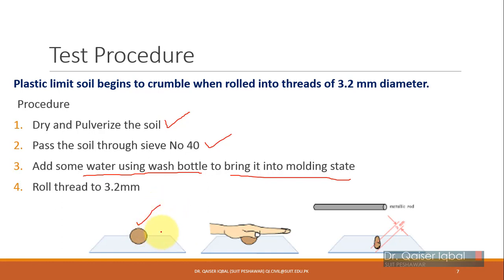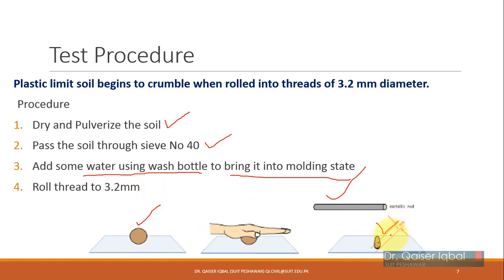The ball should be of a size which can fit into your palm easily, so it should not be a very big or small ball. When you perform the experiment in the laboratory, we will discuss in detail how much the size of the ball should be. So start rolling this ball with your hand on the glass plate into a thread. You will have a metallic rod for a reference, which will be 3.2 millimeter diameter, or you will have marks on the glass plate showing you 3.2 millimeter.